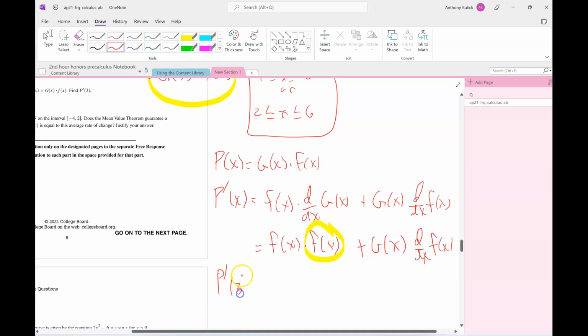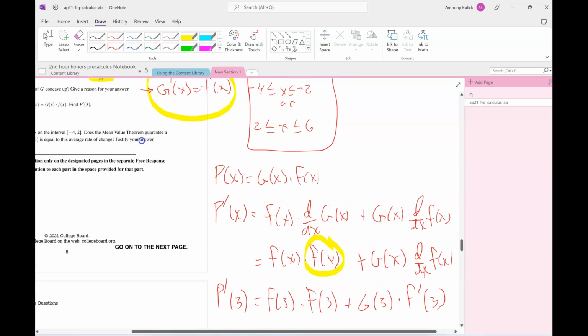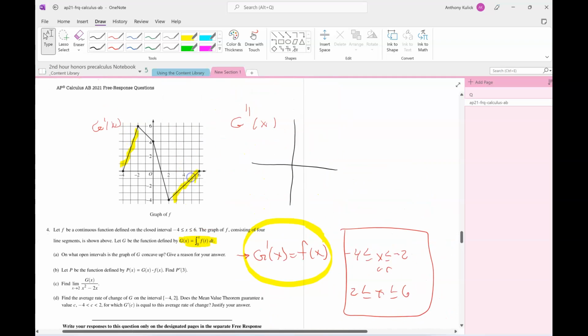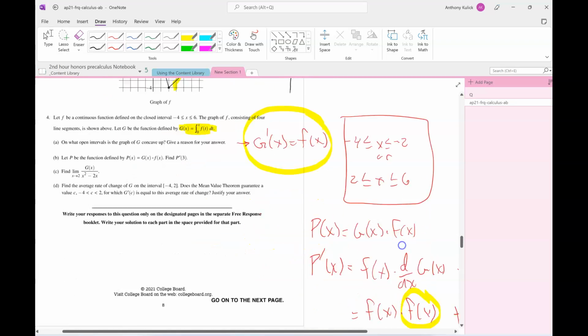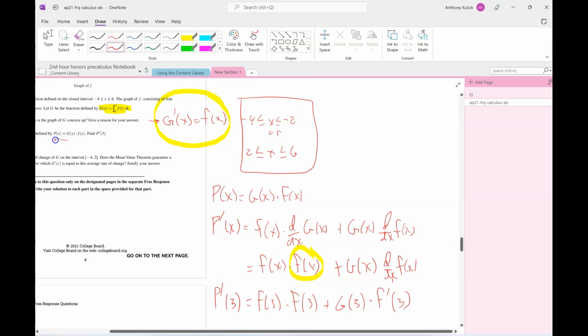So P prime of 3 is going to be f of 3 times f of 3 plus g of 3 times f prime of 3. How am I going to get f of 3? Oh, well, it gives me P.